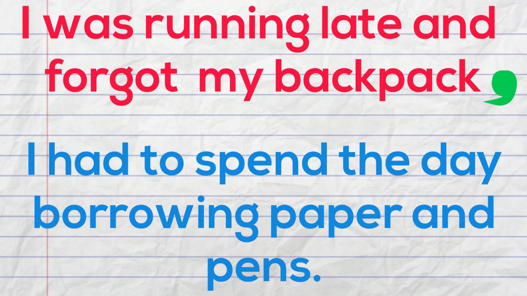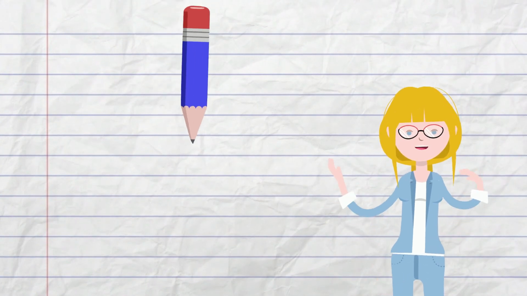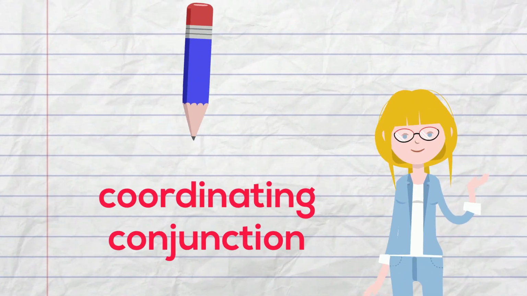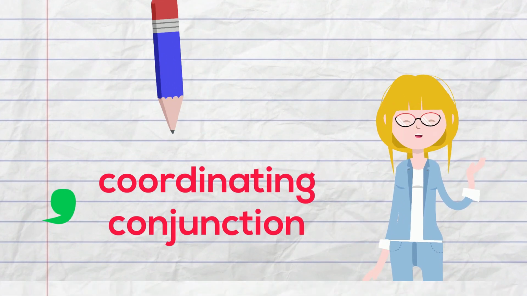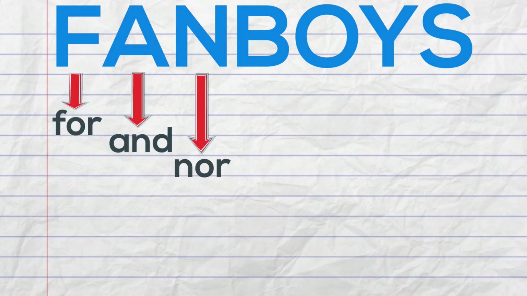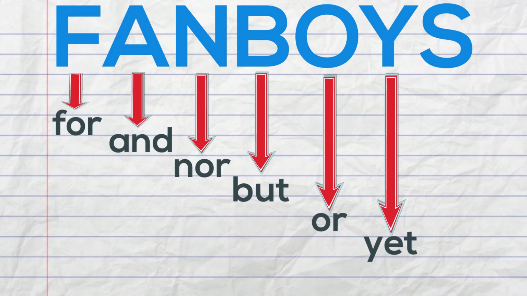We've identified each independent clause. Because we are using the same example, they will once again be, I was running late and forgot my backpack, and I had to spend the day borrowing paper and pens. To correct by separating with a coordinating conjunction, we simply add a coordinating conjunction after the comma. To remember the 7 coordinating conjunctions, think FANBOYS. For, and, nor, but, or, yet, so.